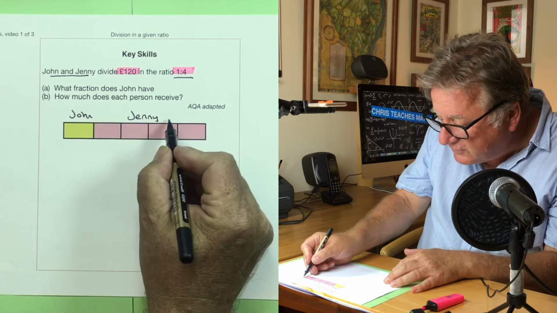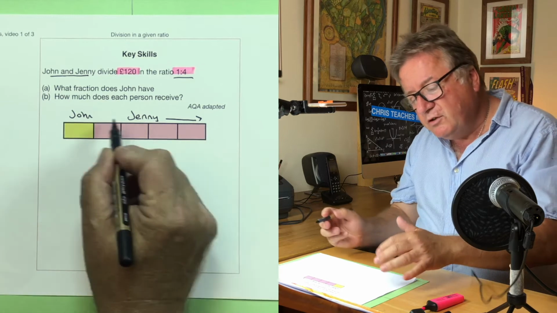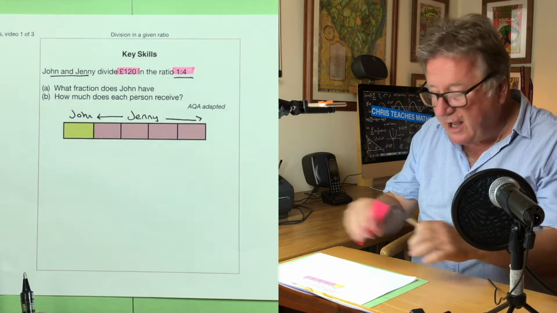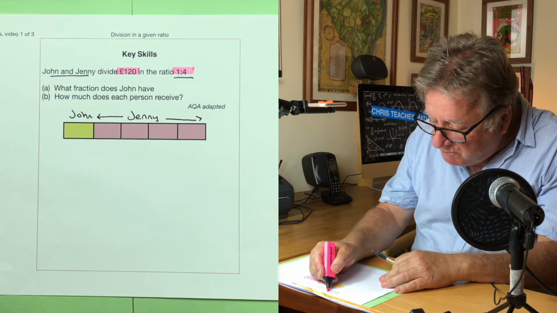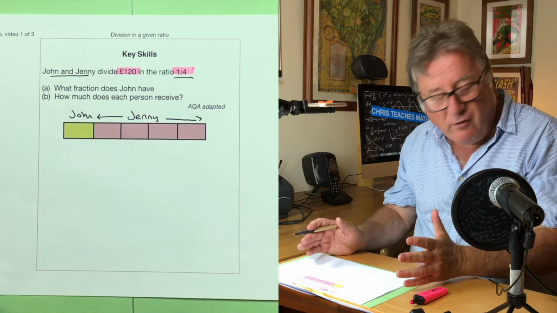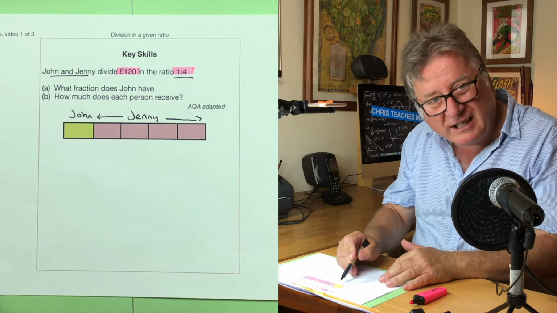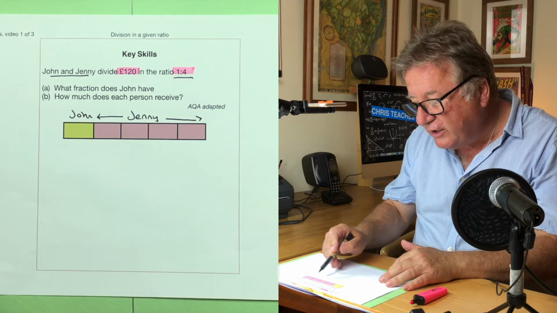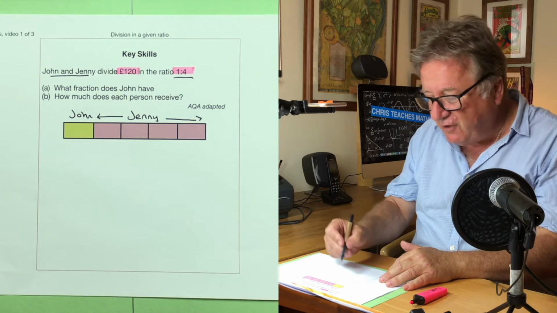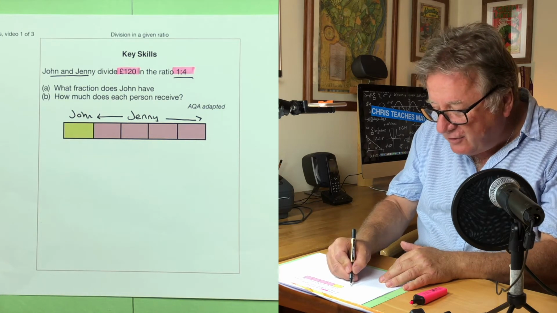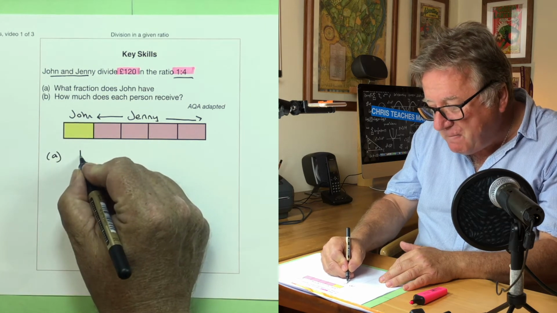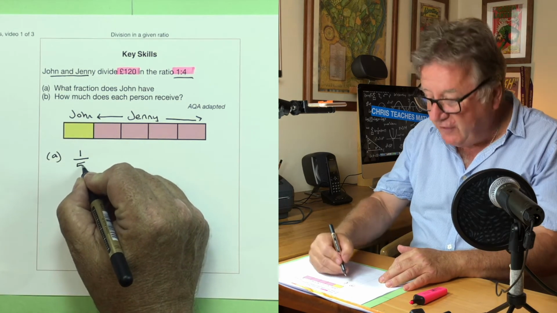4 parts for Jenny. Returning to the question, what fraction does John have? Okay, if we look at the bar, it's fairly apparent that John has got 1 part and there is 1, 2, 3, 4, 5 altogether. 1 part out of 5. So for A, John has 1 part out of 5. The fraction is 1/5.